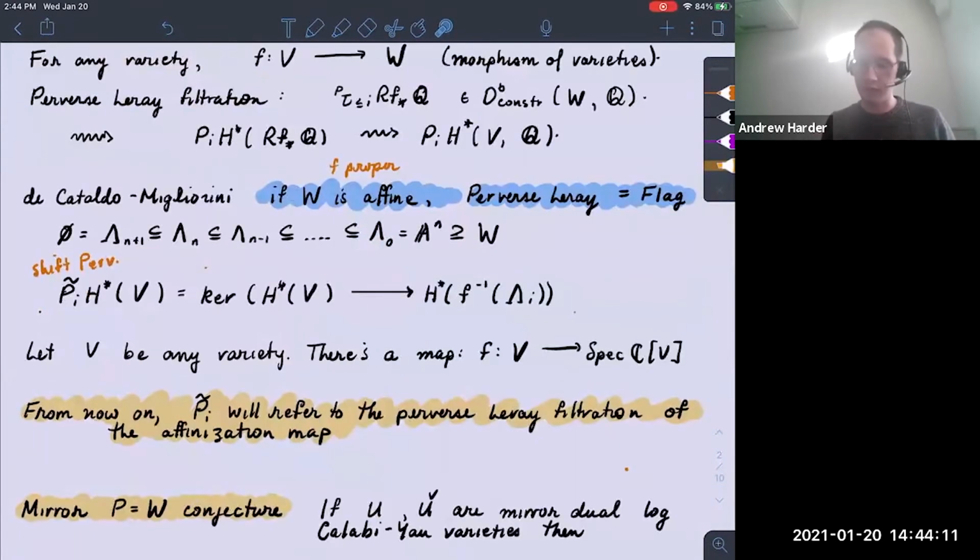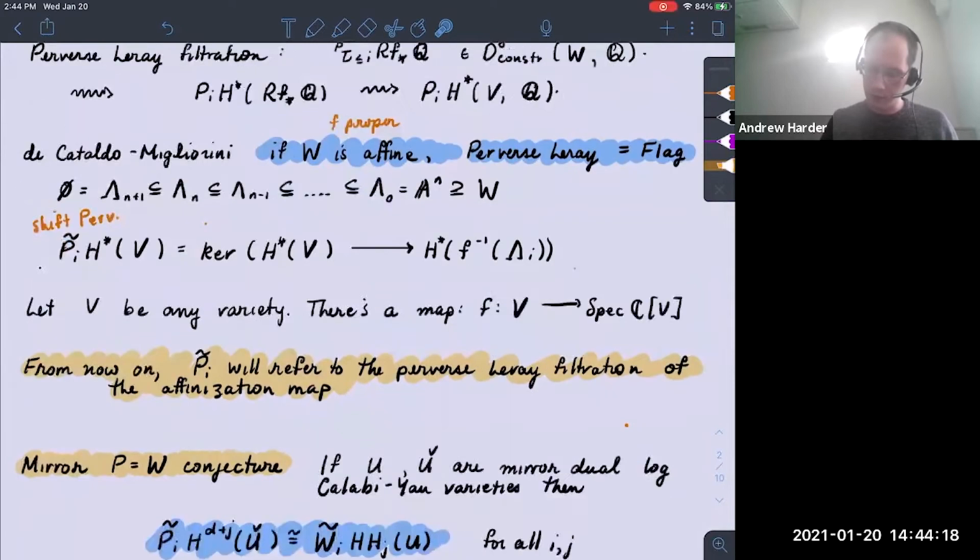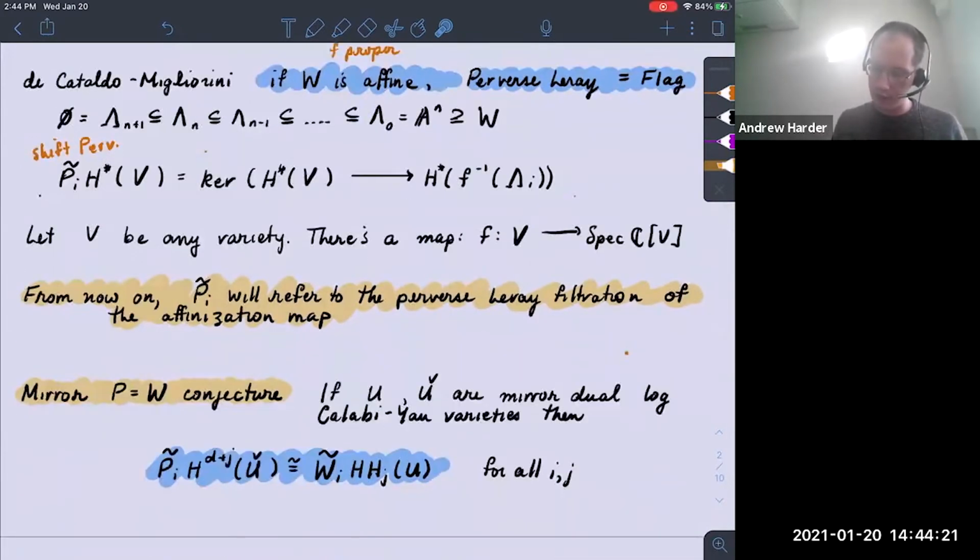Okay, so as we saw earlier, the mirror P equals W conjecture says the following. If I take two log Calabi-Yau varieties, U and U check, then mirror symmetry should identify the perverse Leray filtration, or the shifted perverse Leray filtration, on U check with the shifted weight filtration on U, for all i and j. So the idea is that homological mirror symmetry should identify the cohomology groups without the filtrations, and the new input here is that these filtrations should agree. Okay, so that's my reiteration of this conjecture.